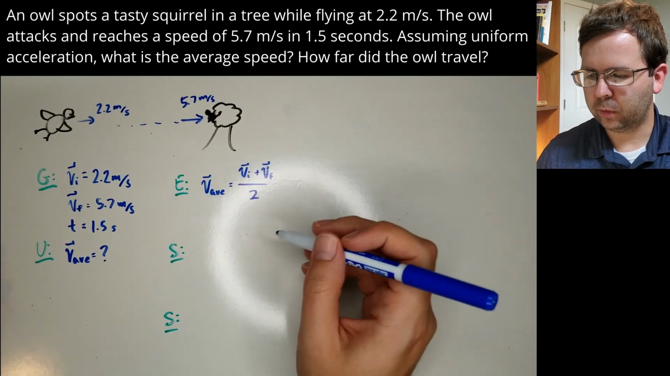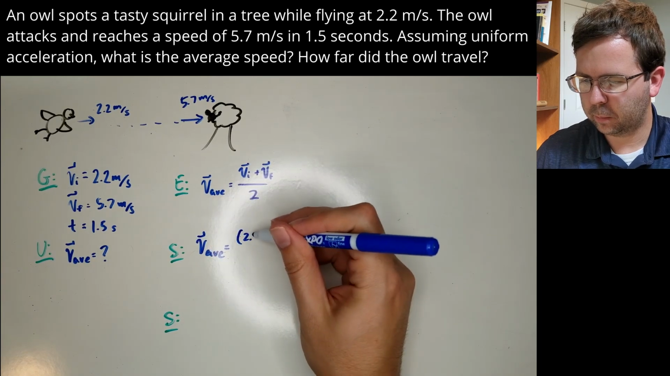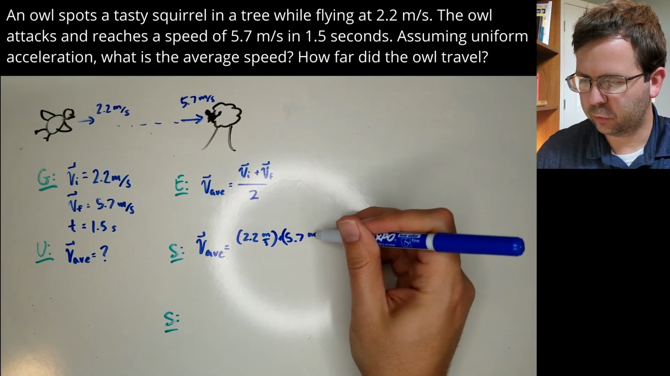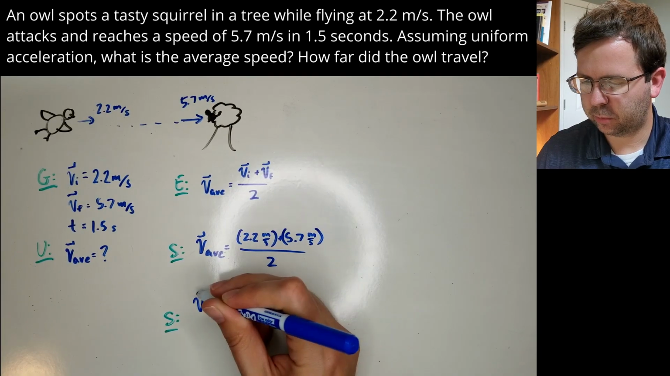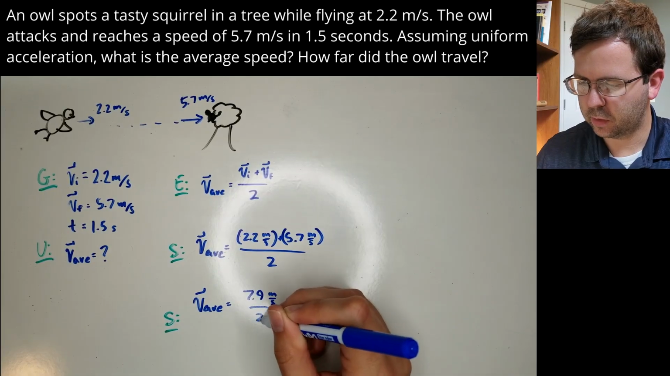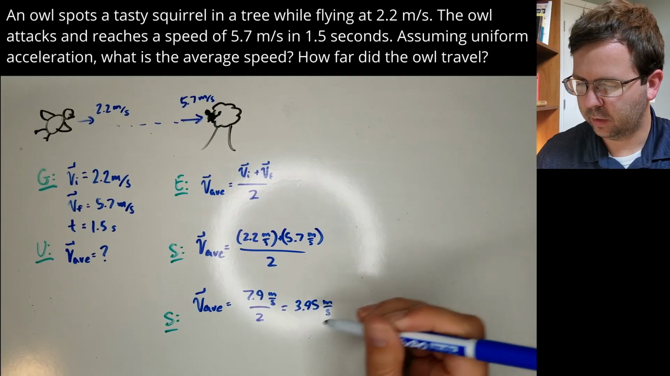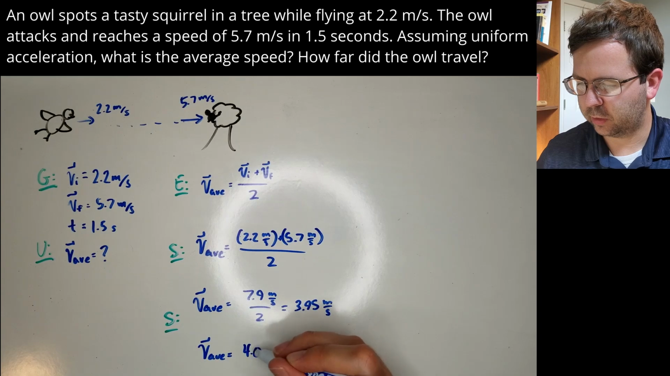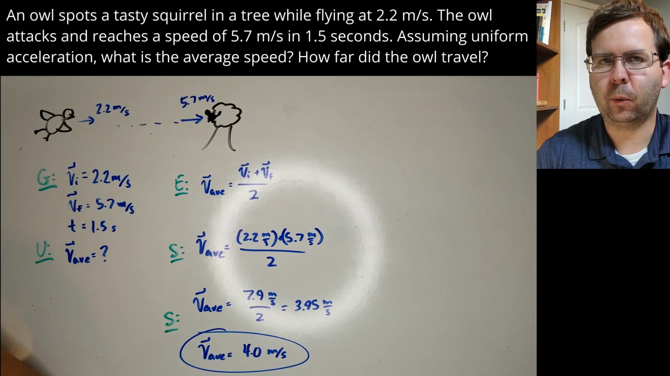So to substitute in our numbers now, we have 2.2 meters per second plus 5.7 meters per second over 2. So the average speed here is going to be 7.9 meters per second over 2. So when you put that into a calculator, you get 3.95 meters per second. However, our answer needs to have 2 significant figures in it, so I'm going to round that to 4.0 meters per second for the average speed of the owl.